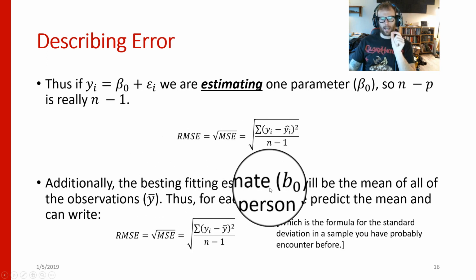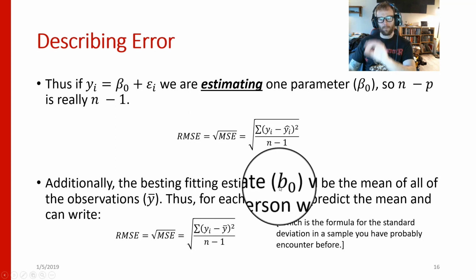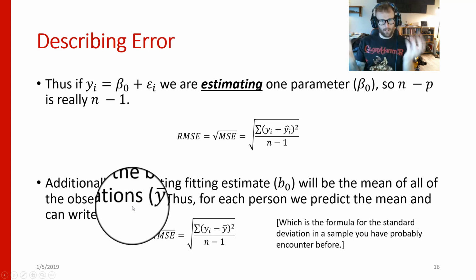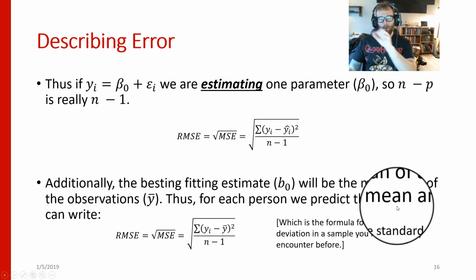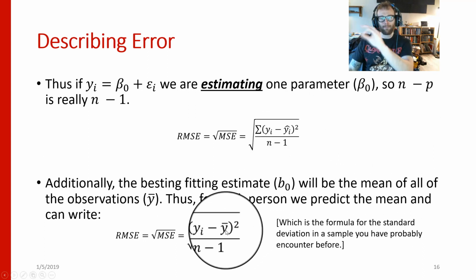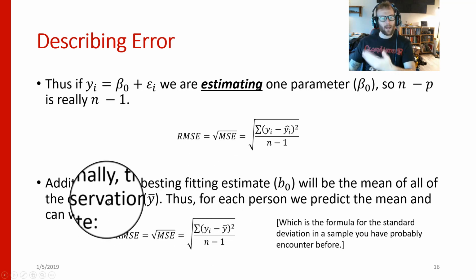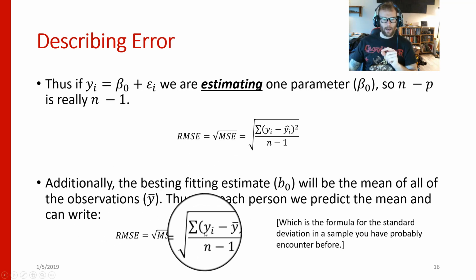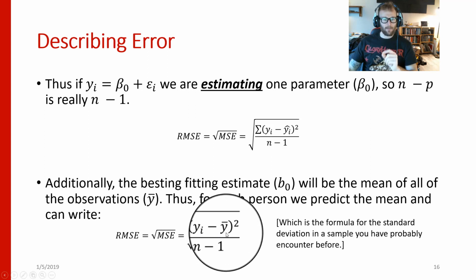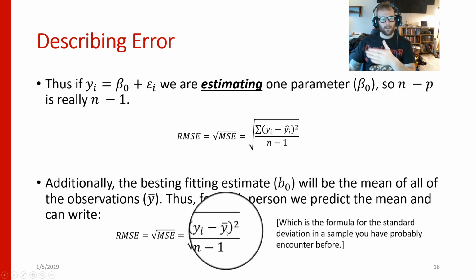Additionally, we know that the best fitting estimate of beta is going to be the mean of all the observations when we're using the sum of squared errors as our estimator. Thus, for each person, we predict the mean, right? So y hat is going to change to y bar, and we're going to predict the mean for each person. And so we can rewrite this formula as the sum of squared errors, right? So we have each observation, y sub i, minus the mean. We square those deviations. We add all those squared deviations together.